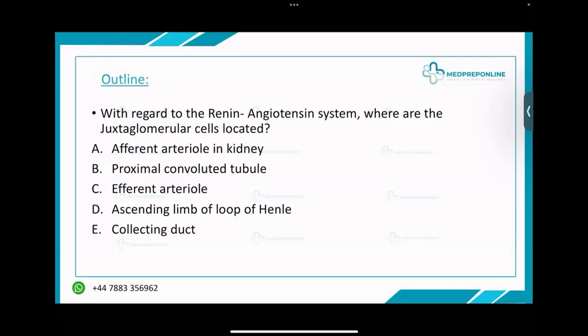Afferent arterioles in kidney. Afferent or efferent? So either, I think afferent arterioles in kidney. Anyone else?